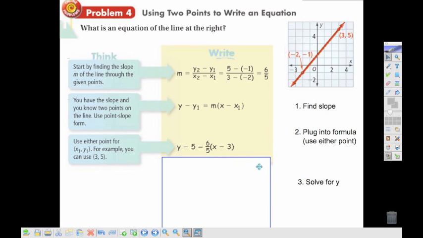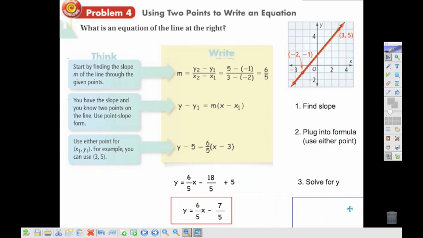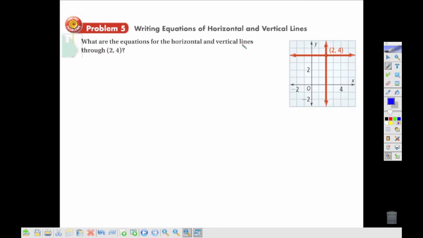Here we've used -5 and -3. And then I would like you to go on and solve that for y, moving the 5 over, distributing the 6/5 in, and that comes to 6/5 x minus 7/5. Notice our y-intercept is about at 7/5.